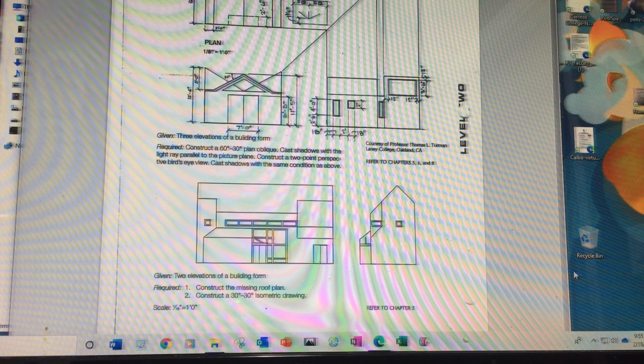First of all, they need you to create the roof plan for this building. The second one, they ask you to construct a 30 degree, like you did with homework number 1. You draw the isometric drawing. That means you look at both sides the same. So basically, information right here, and they give you the same scale, 3/16. Right now they use, I think, 1/4 to measure this one. But when you draw on your own, you need to do 3/16.